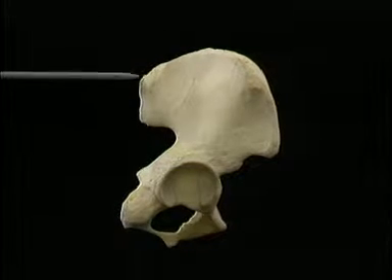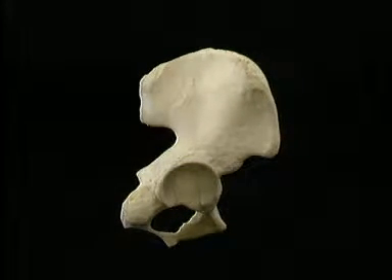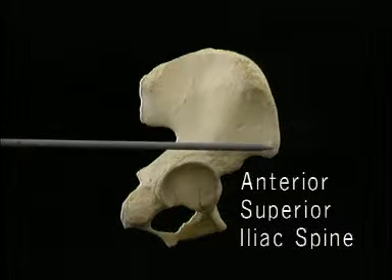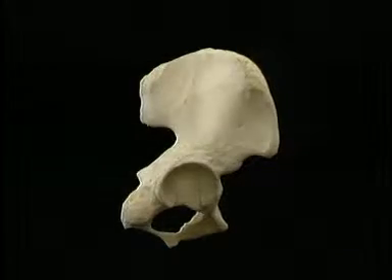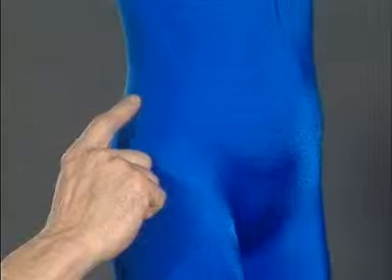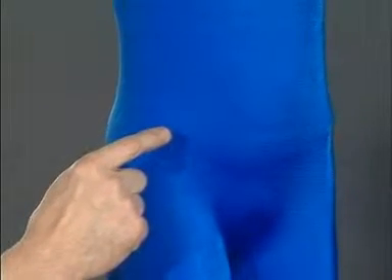The iliac crest ends behind at the posterior superior iliac spine. It ends in front at this important projection, the anterior superior iliac spine. The iliac crest lies close to the surface all the way along its length. The anterior superior iliac spine is here.